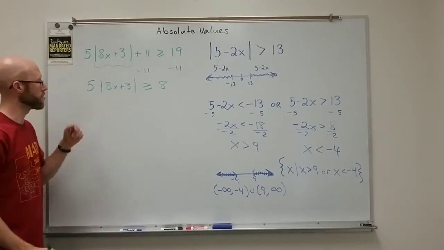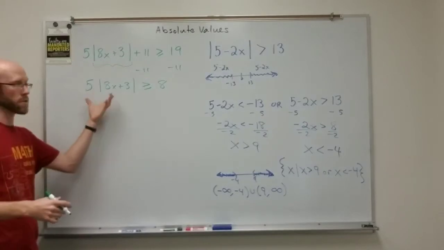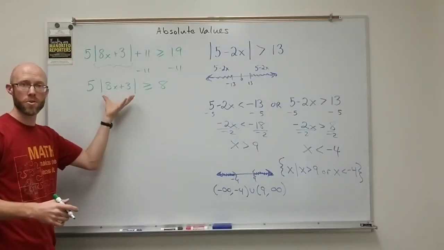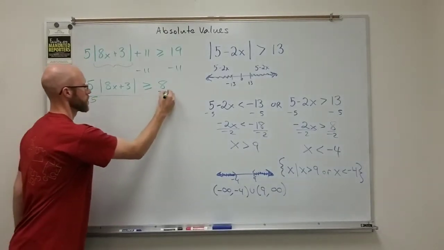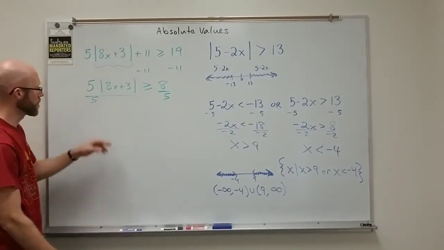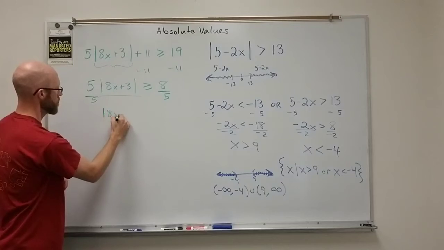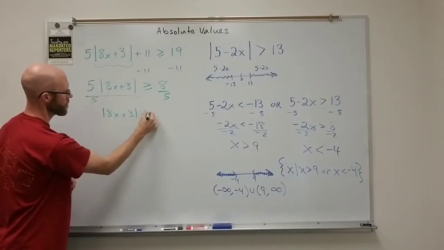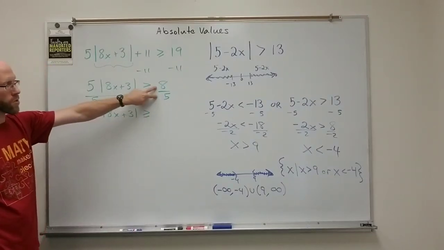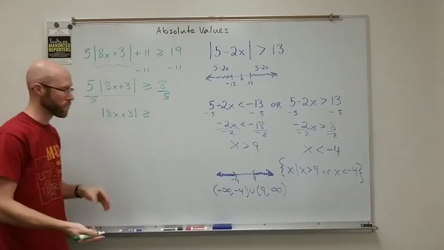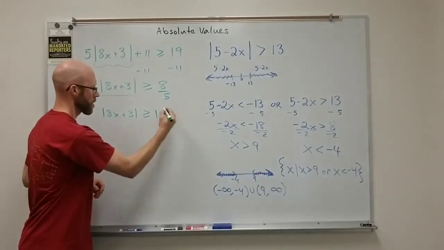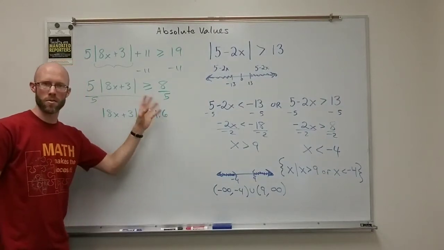Then I divide out the 5, right? So just like I would be solving for a variable here, I'm solving for the absolute value, trying to get it by itself. So I divide the 5 on both sides, and I'm left with just the absolute value on the left, greater than or equal to 8/5. Well, 8/5 is 1.6. I could write it either way. I'm going to go ahead and do the 1.6 because I'm trying to do this quickly.